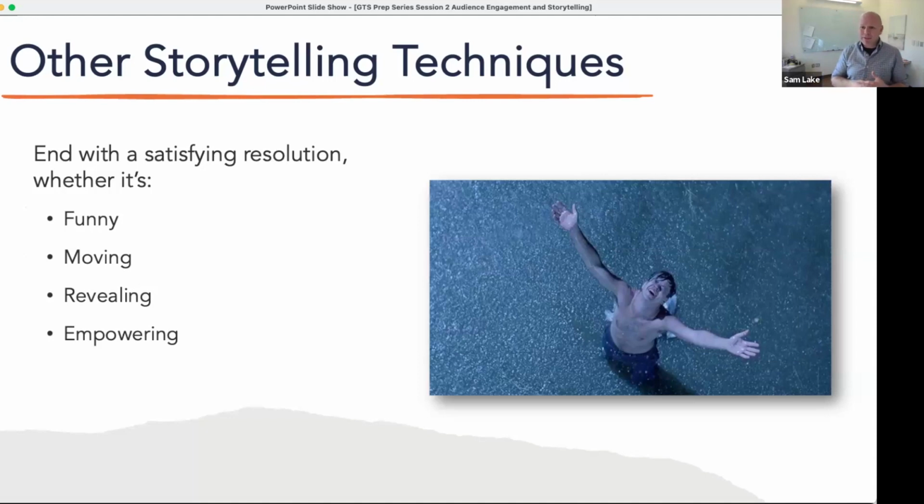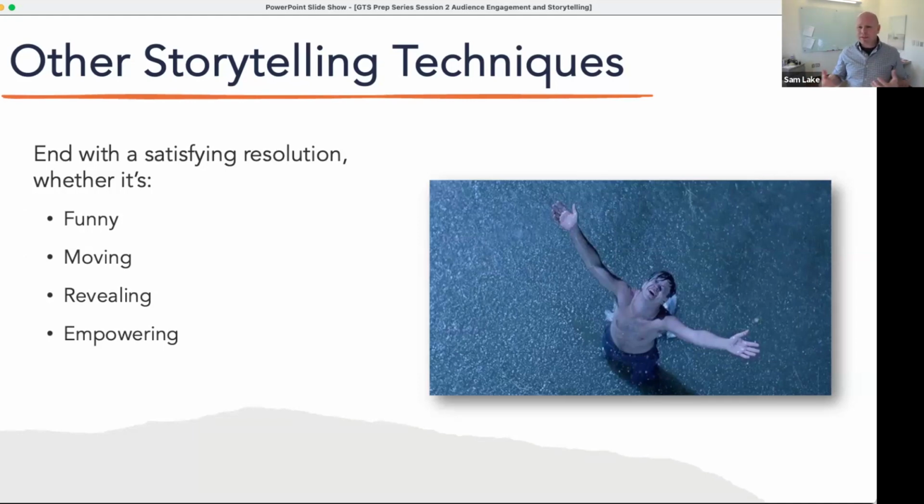Think about almost every single movie you've ever seen, right? Rom-coms, murder mysteries, everything. We want it to wrap up by the end. It might be a funny takeaway. It might be something that pulls on our emotional strings. It moves us. It reveals, going back to Scooby-Doo, we find out who the masked person was in the end. We have that resolution towards the end.